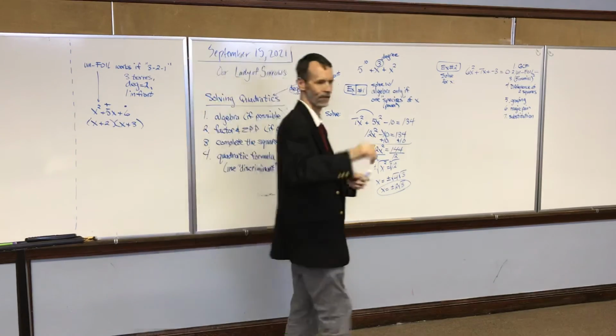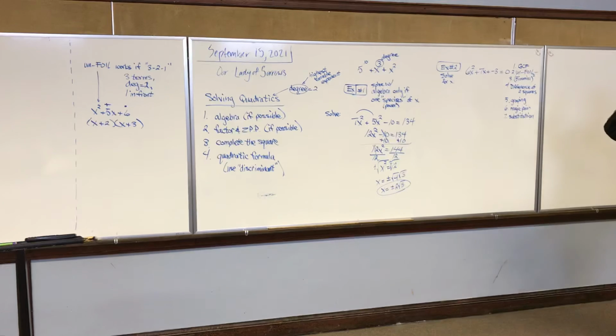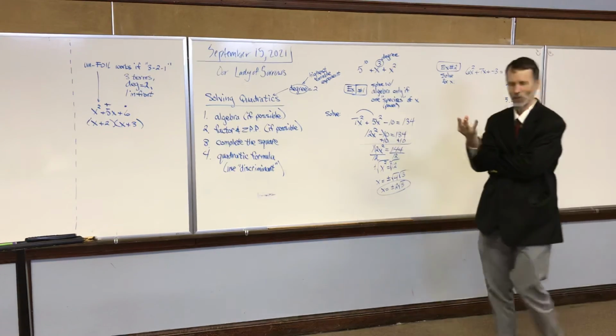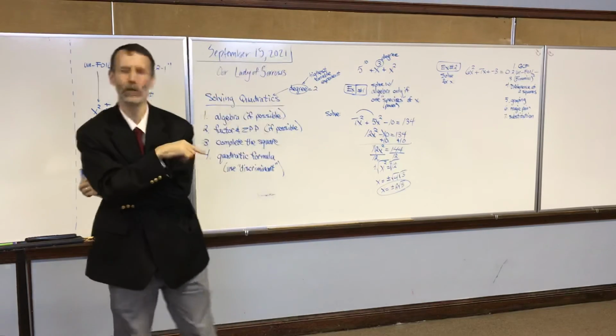Binomial squared is a 3-step pattern. Can somebody name it for me? Mary Claire? Yeah, square the first, double the product, square the last. Factoring with binomial squared means going backwards for that.